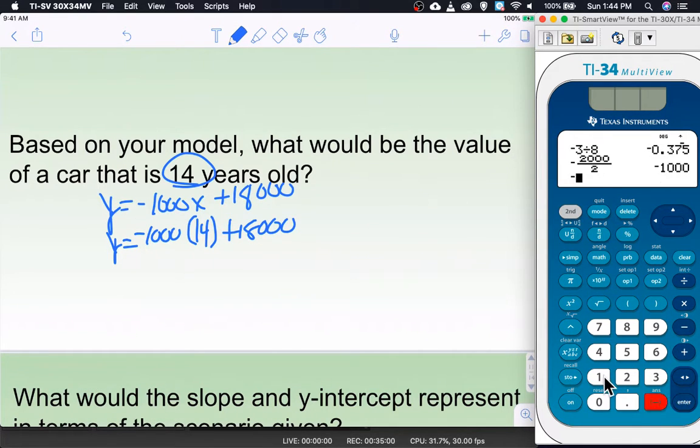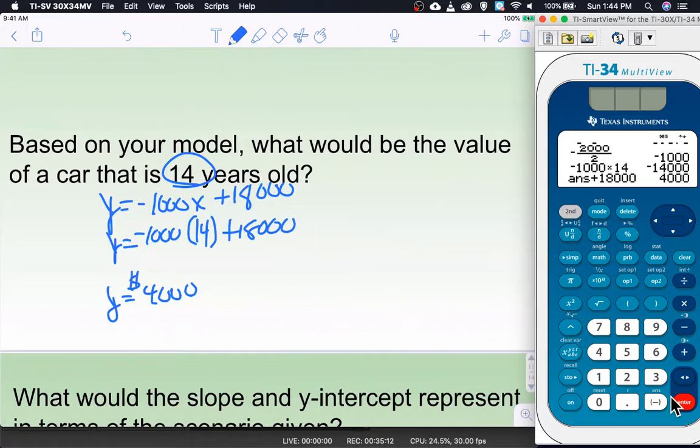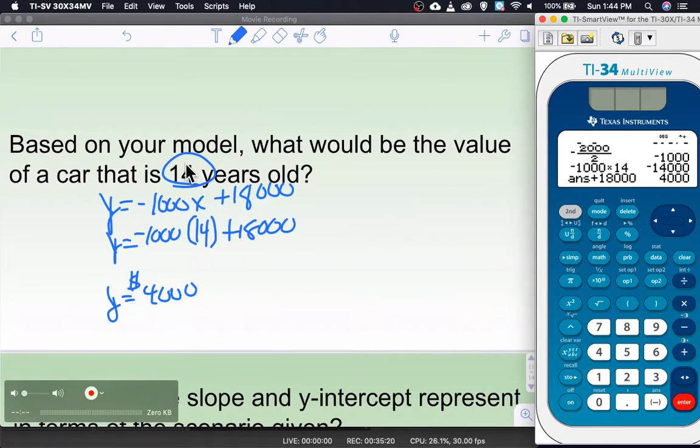So negative 1,000 times 14 plus 18,000 should give us $4,000. So a car that is 14 years old is still worth $4,000. That was very simple as long as you knew where to plug your 14 in your equation, the x variable, the y variable.